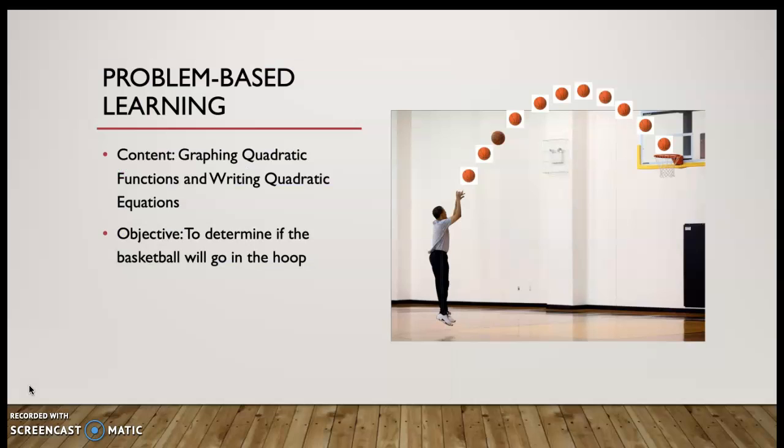In our problem-based learning, we still have the same content. We are still graphing quadratic functions and writing quadratic equations. But this time what we're going to be looking at is trying to determine if, based off of certain key points, the basketball goes into the hoop.